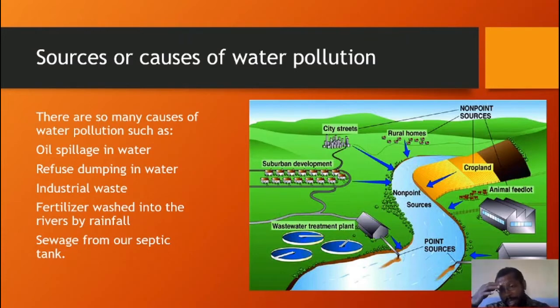Now, also from our cities, you can see that our sewage, that's the pipe connected to various drainage and toilets from different homes, is being channeled into the river. So when all these things are flushed from our cities, they go into the river, making that water harmful for our consumption. So now let us look at the sources or causes of water pollution. There are so many causes of water pollution, such as oil spillage in water, refuse dumping in water, industrial waste, fertilizer washed into the river by rainfall, and sewage from our septic tank. So you can see that these are the various causes or sources of water pollution.